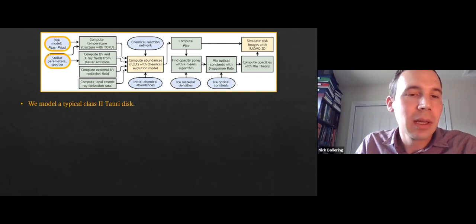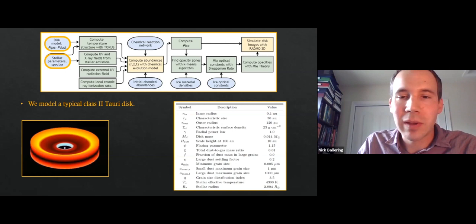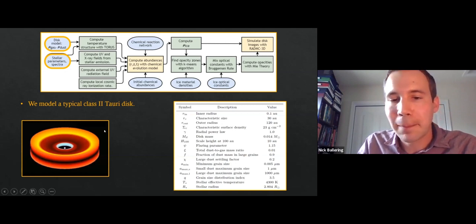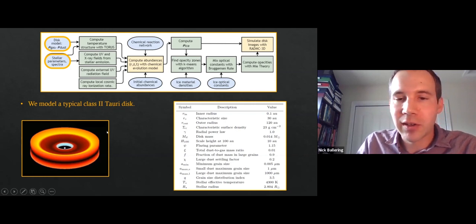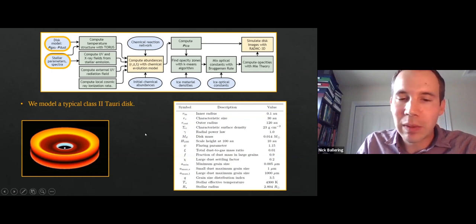So going through the methodology in a bit more detail, we first set up the disk model. In this case, we modeled a typical class 2 T-Tauri disk. So we had to fix the inner and outer edge. We set a flared vertical structure. We used 2 different populations of dust grains, a small grain population that traces the full vertical extent of the disk and a larger population of dust grains that's more vertically settled towards the midplane. This is all a fairly standard way of setting up the disk model.